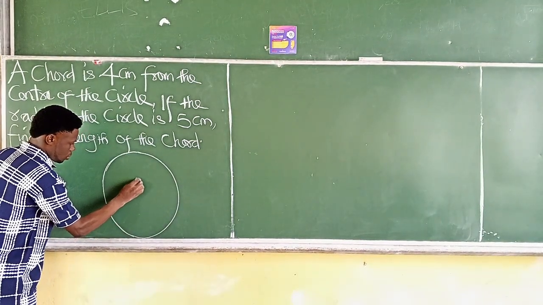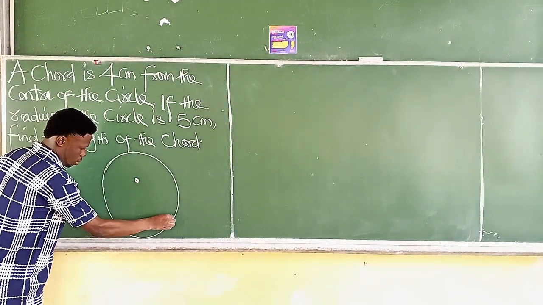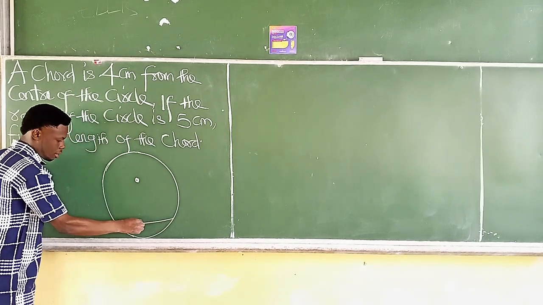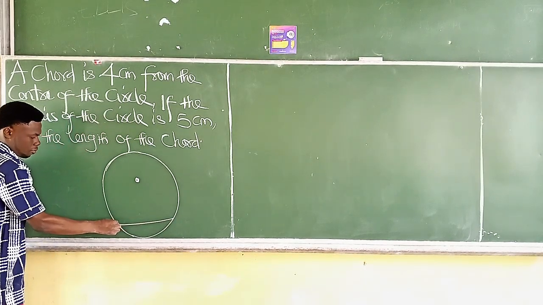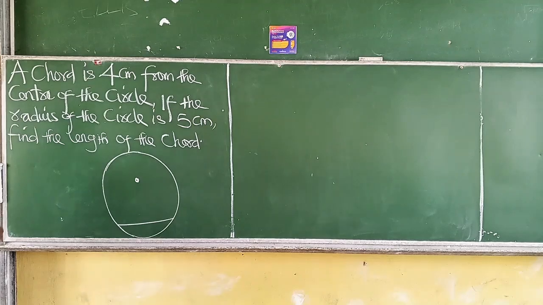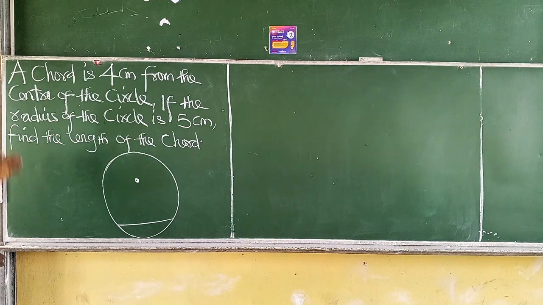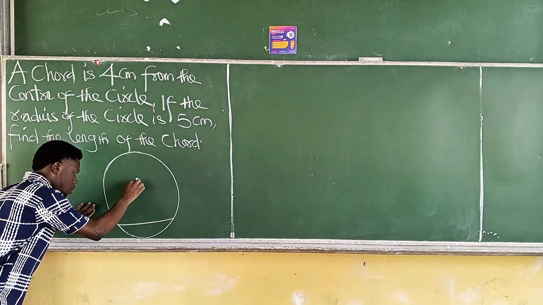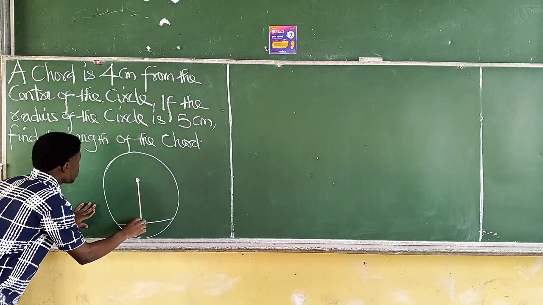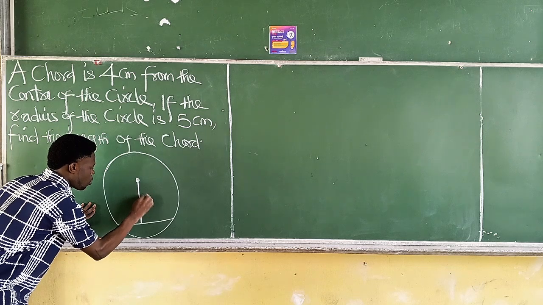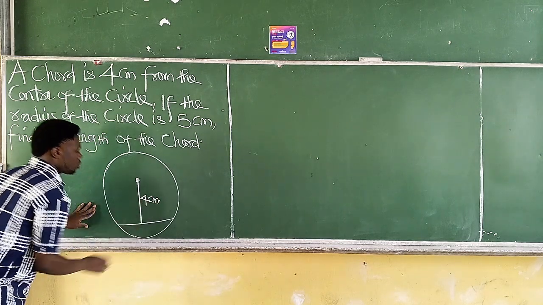This is the center of the circle, and this is the chord. A chord is any line that is drawn from the circumference of the circle to the other part of the circumference. Therefore, a diameter is the longest chord. A chord is 4 centimeters from the center. So from this center to the chord, it is given as 4 centimeters.